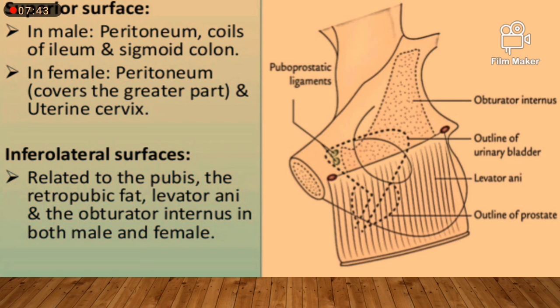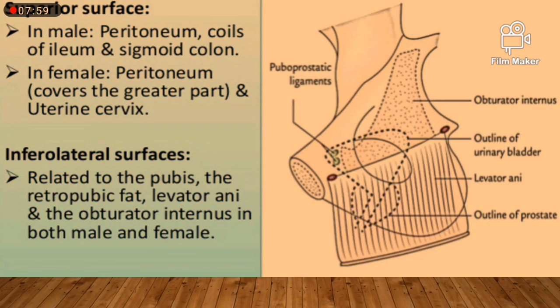In the female, the peritoneum covers the greater part and the uterine cervix. So that is the relation in the female. You can see in the dotted area, that is the bladder and the relations surrounding it.